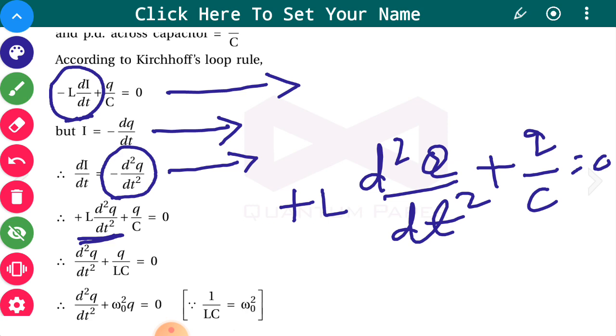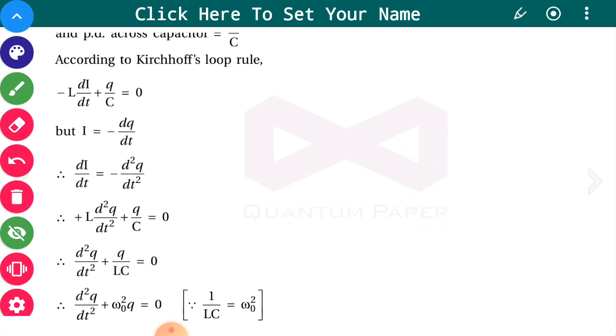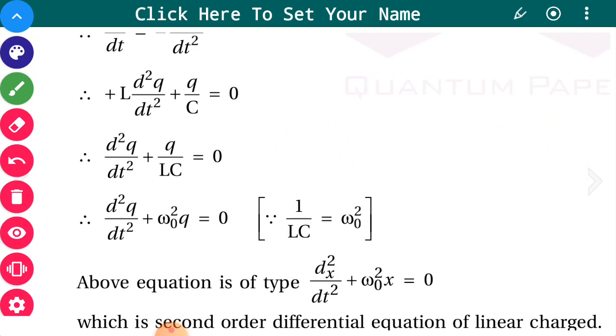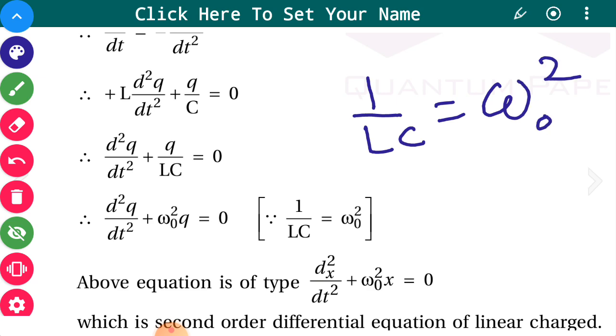If you divide this equation by L, then you will have d2q by dt2 plus q upon LC is equal to 0. And as we know, 1 upon LC is nothing but the square of the resonant angular frequency, so 1 upon LC is replaced by omega 0 square.